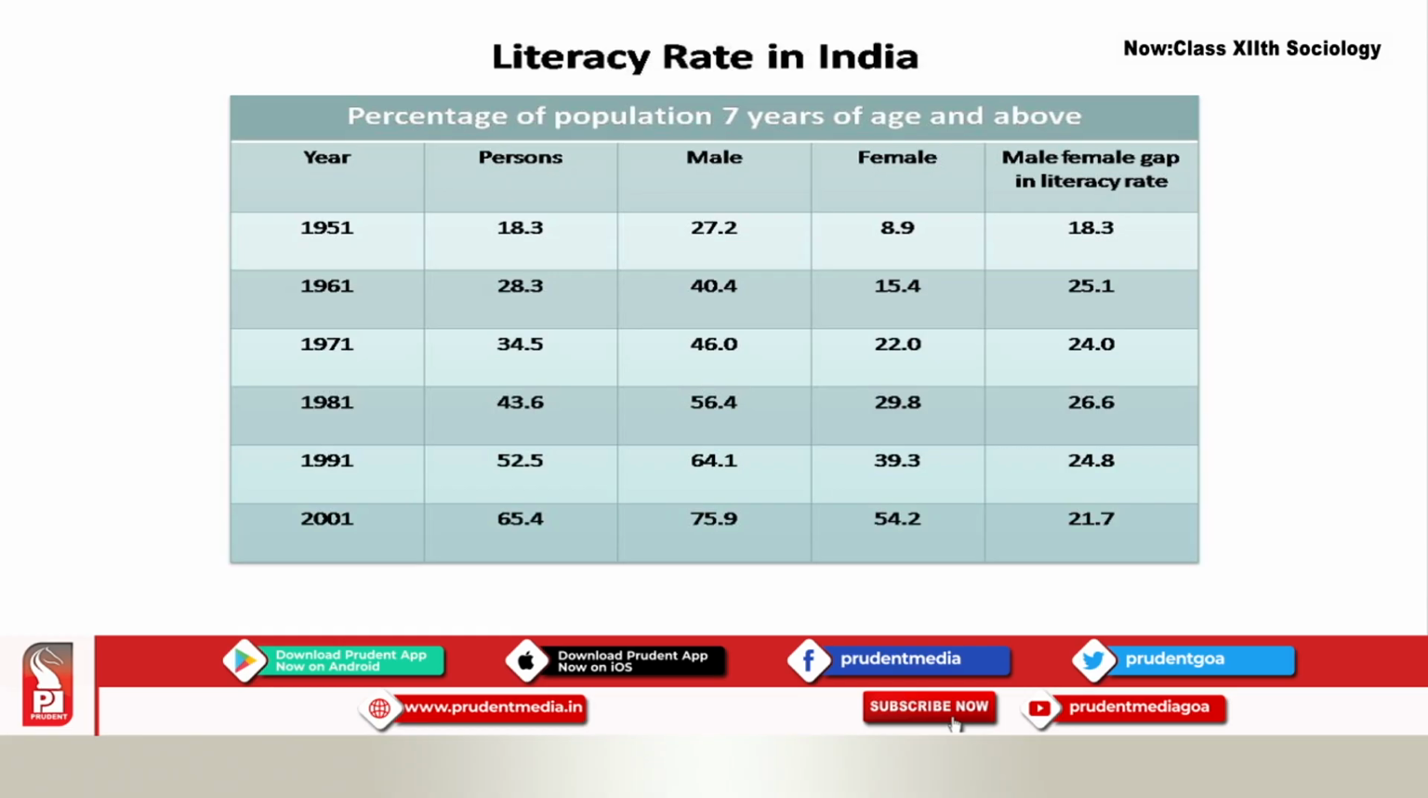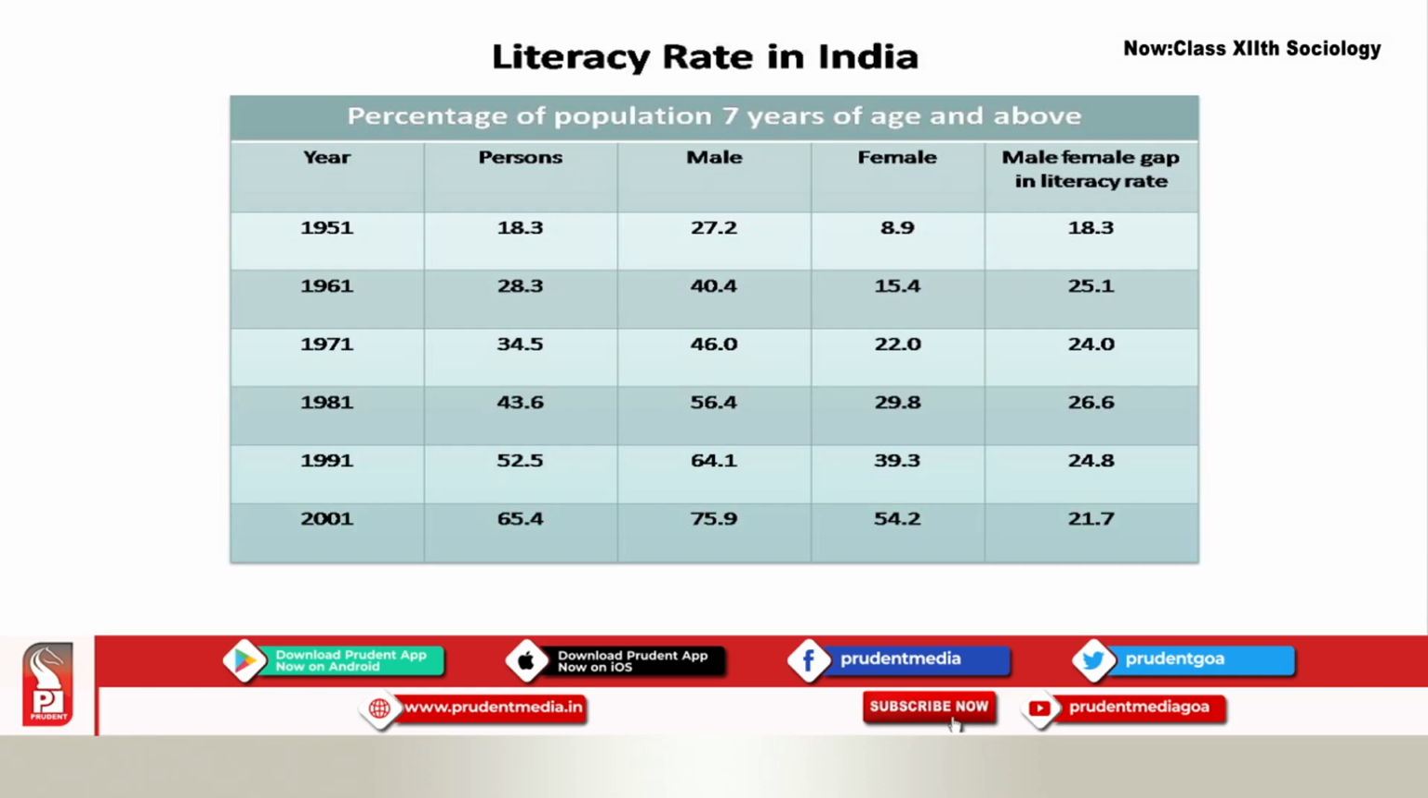1991. In this year, we can see the total number of persons in percentage we have got 52.5%, in which male literacy is 64.1%, and female literacy is 39.3%. And see the gap now, it is a very good sign for all of us. See, the gap is reducing.